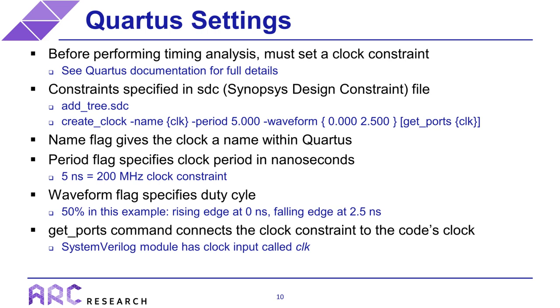So here, this clock constraint has a 5 nanosecond period, which means we want a 200 megahertz clock. The waveform flag lets you specify the rising and falling edge times so that you can control the duty cycle, which in this case is 50%. The get ports command is what connects this constraint to some signal in your code. In this case, we specify clock or CLK because that was the name of the clock signal that we used in the SystemVerilog module that we are working with. So this name has to match the name of your clock signal in your code.